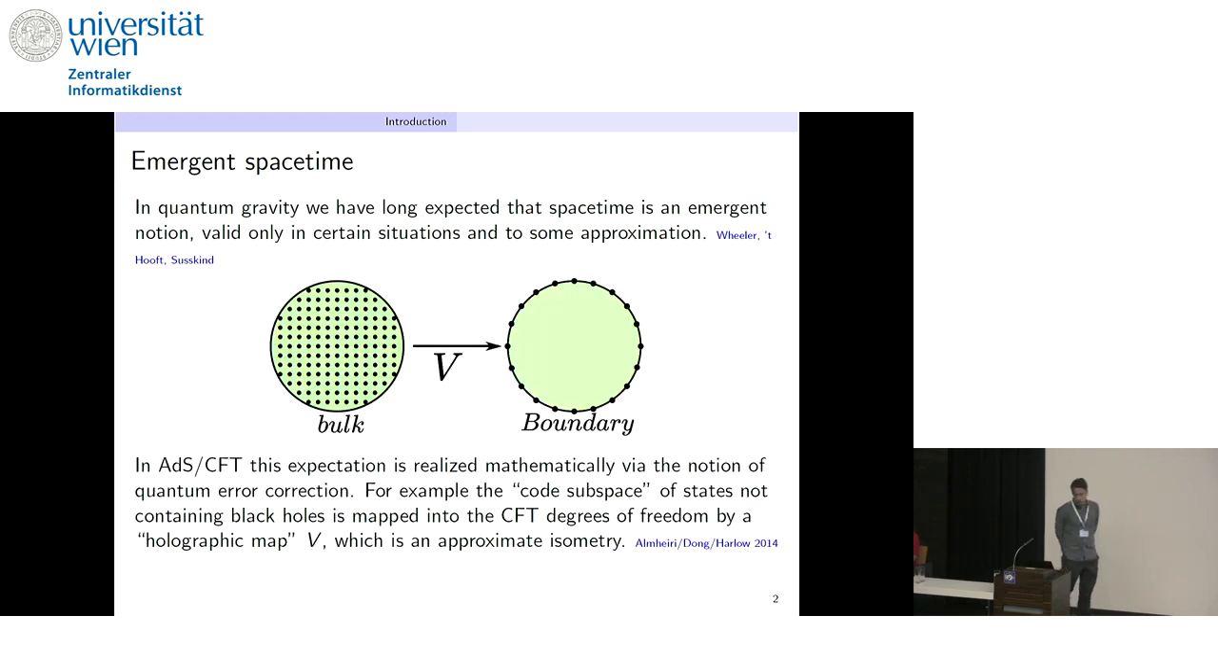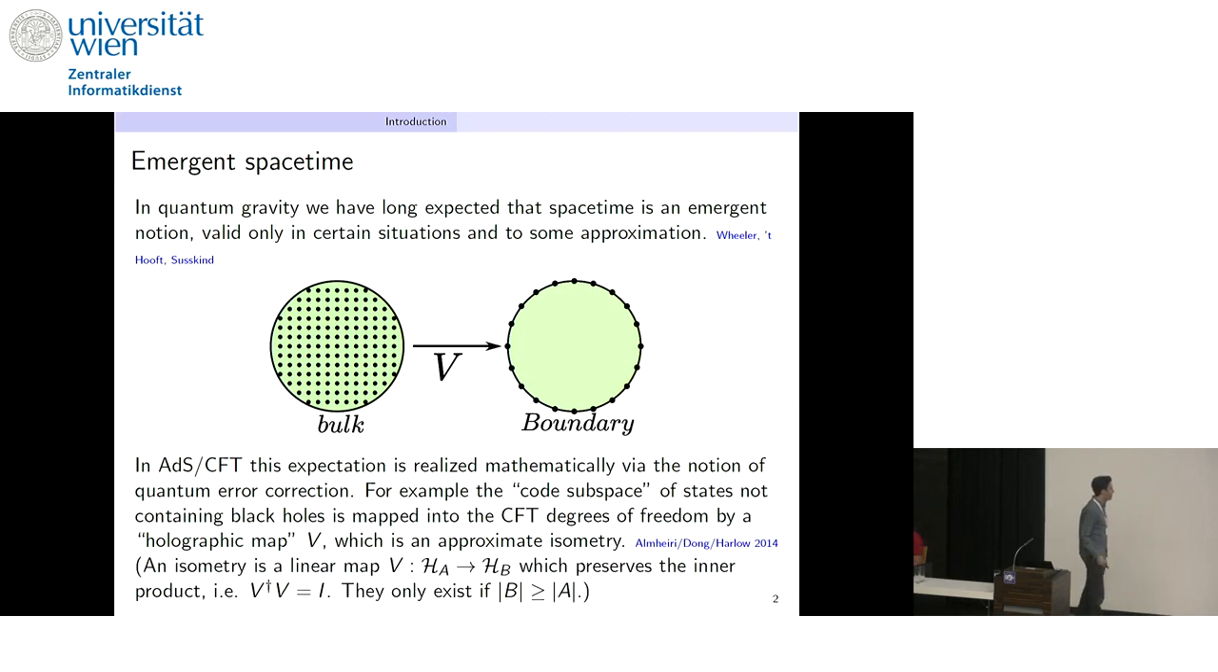In ADS-CFT, this idea is realized mathematically using the language of quantum error correction, where we have some bulk degrees of freedom, which I've represented by these dots here. In the simplest version of this, you think of these as describing a code subspace of states, which are the states that don't have black holes in them. And then this set of bulk degrees of freedom are mapped into the boundary degrees of freedom by a holographic map, V, which is an approximate isometry.